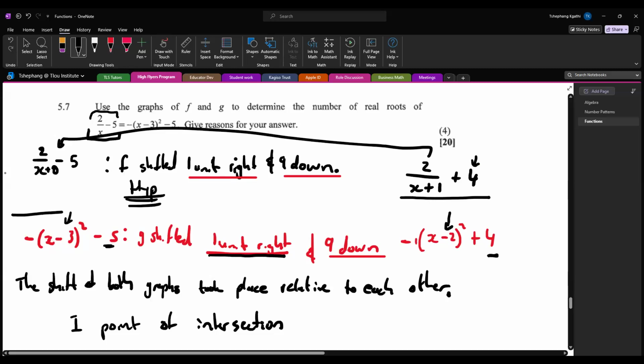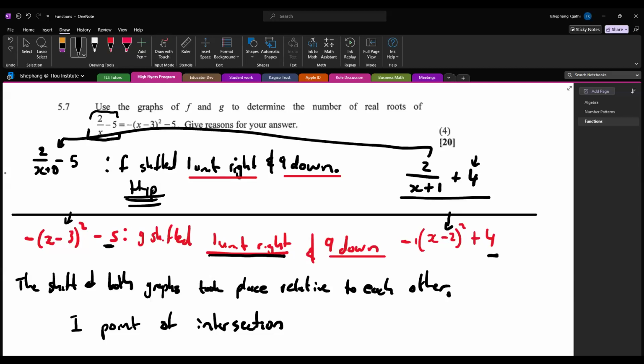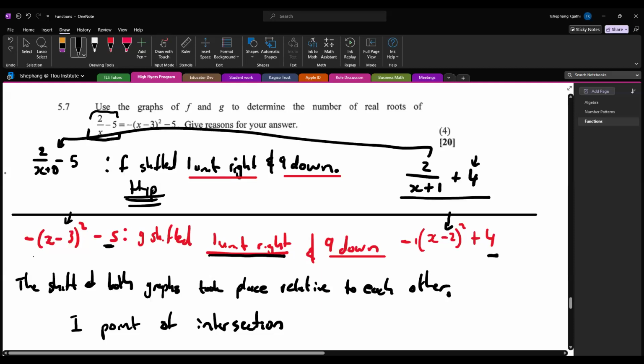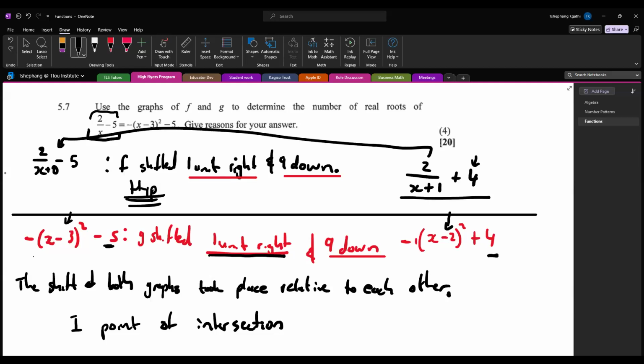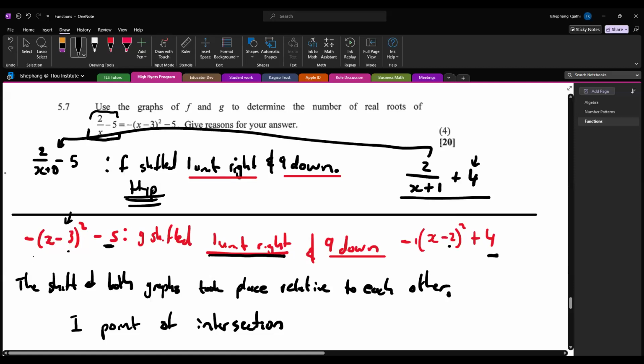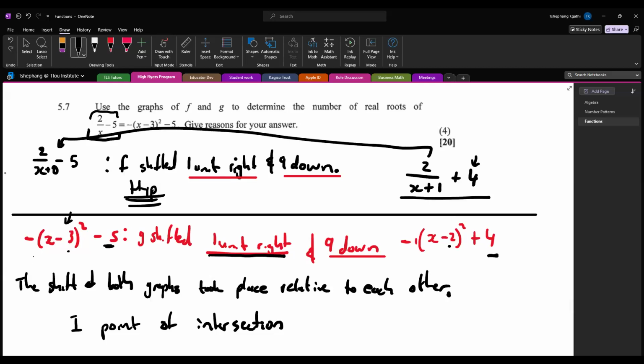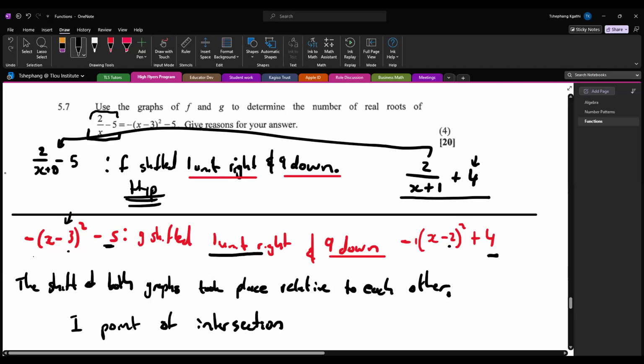Now I'm talking about the parabola, or the quadratic function. This is the one that they gave me: -(x - 3)² - 5. The original one that I had was -(x - 2)² + 4. So I'm going to do the same thing. I'm going to compare the x and the y's. I had -2, now I have -3. What happened? I've shifted it to the right. By how many units? By 1 unit. Hence I have 1 unit to the right.